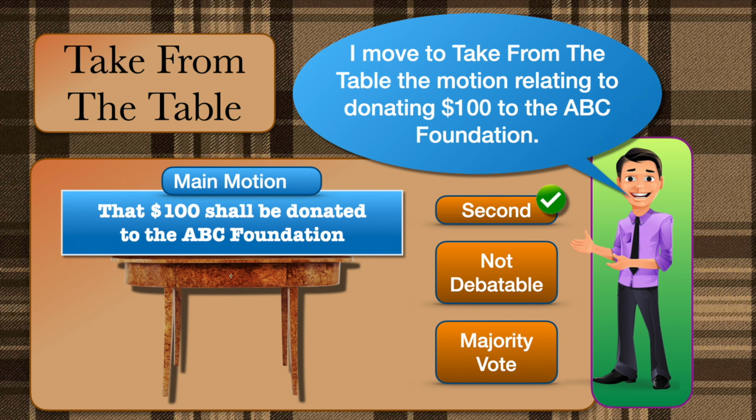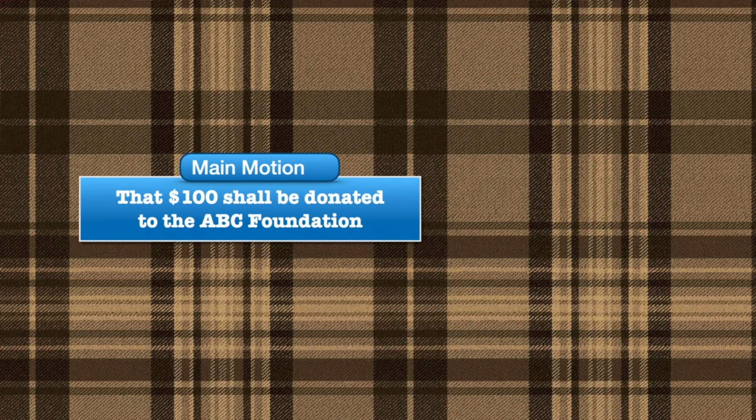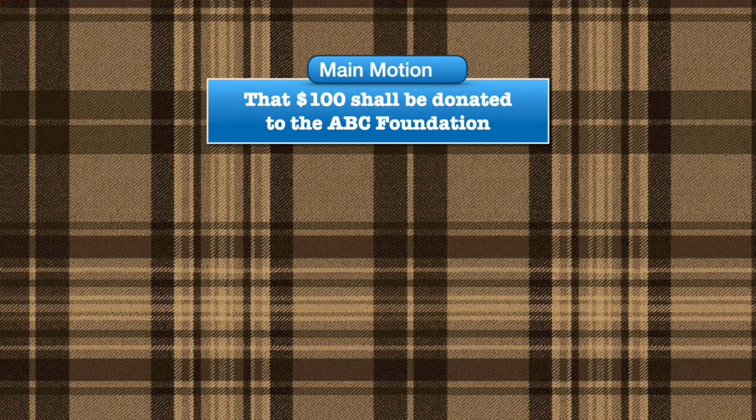However, if the motion to take from the table does receive a majority vote, it is taken from the table and placed before the Assembly for consideration, becoming the pending motion. It is possible for more than one motion to be on the table, and if that's the case, the member would need to identify which motion he proposes to take from the table. If, on the other hand, there's only one motion on the table, you could theoretically just move to take the motion from the table and leave it to the chair to remind members of what that motion is before putting the vote on taking it from the table.